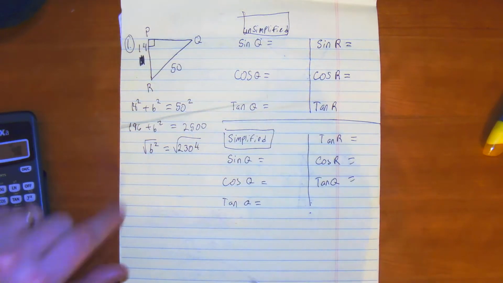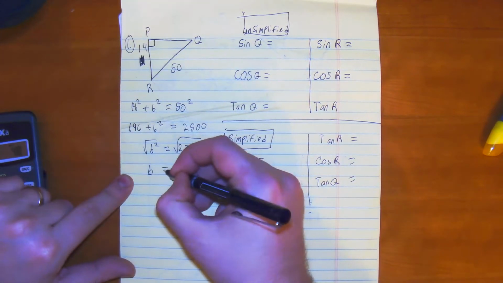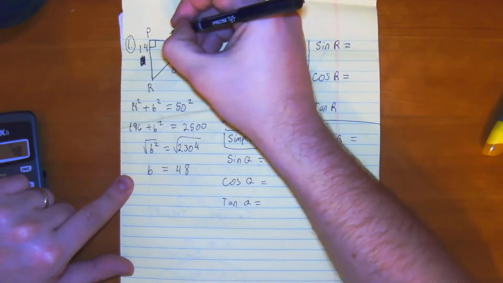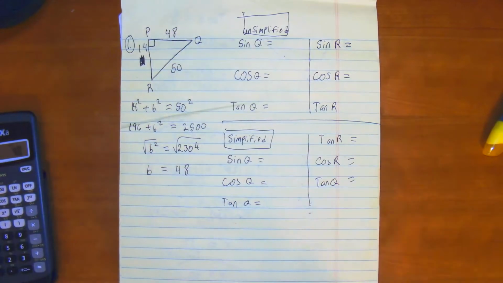See if we get the exact answer. We do. So b is equal to 48. So right here, this would be our 48. Alright, so now that we know all the sides, we can just do the unsimplified versions real quick.